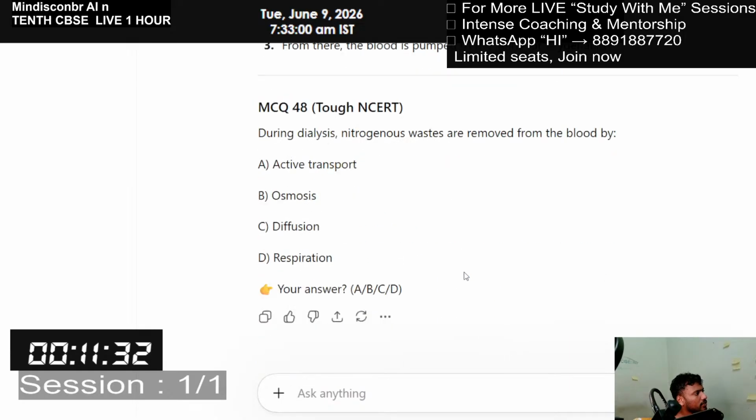During dialysis, nitrogenous wastes are removed from the blood by diffusion.